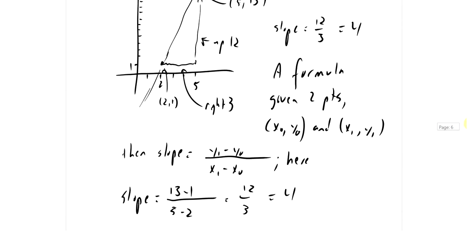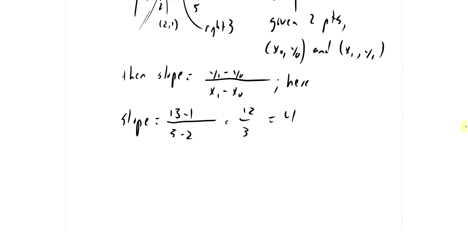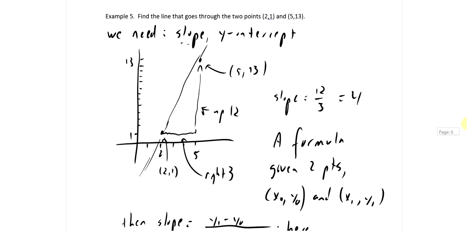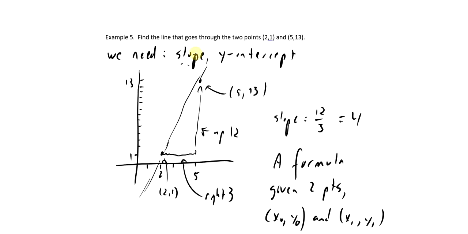Usually, I would think of it in terms of a table. If I have a point 5, 13 and 2, 1, then the numerator is this minus this, the denominator is that minus that. So difference of the y's on top, difference of the x's on bottom. Okay, so now we know the slope. It's 12 over 3. It's 4. We don't know the y-intercept, but we have a point on the line.